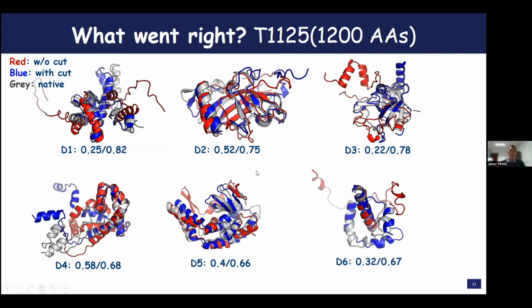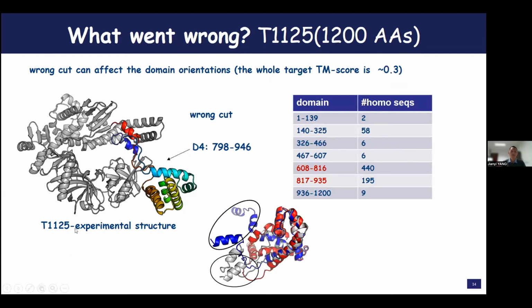So here are the results for the six domains of this target. You can see for all domains, the models are improved greatly. But here there is one problem with this domain four. I will have another slide to show this. You can see for this domain, the score is not very good. This is mostly because we didn't have a correct domain boundary prediction.